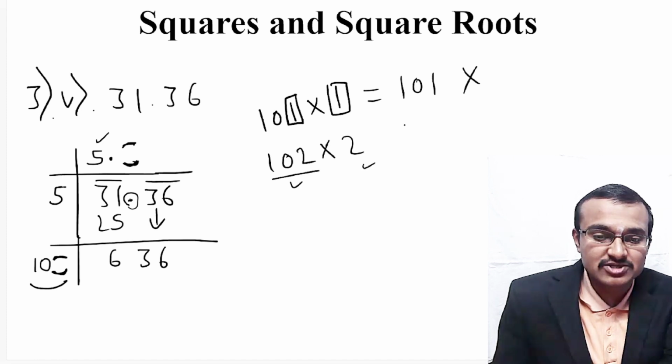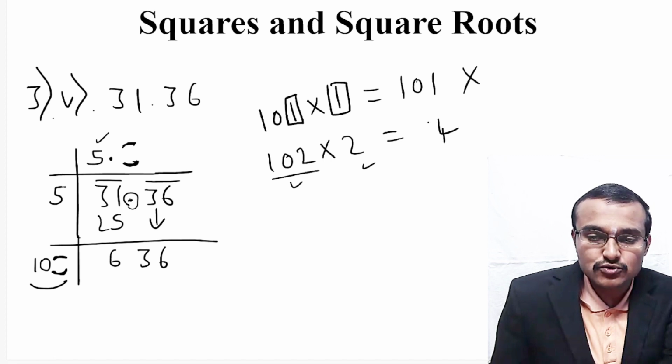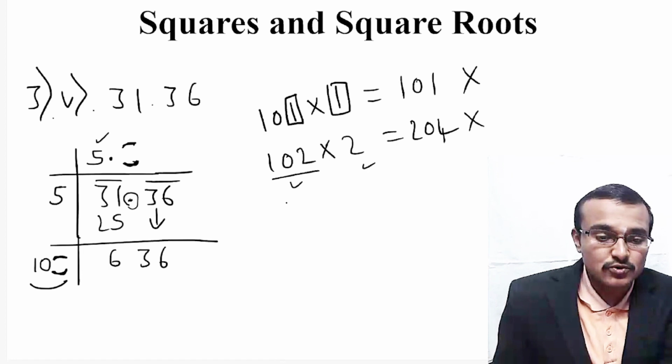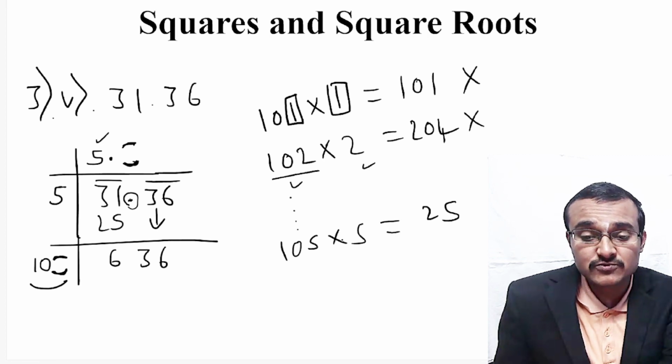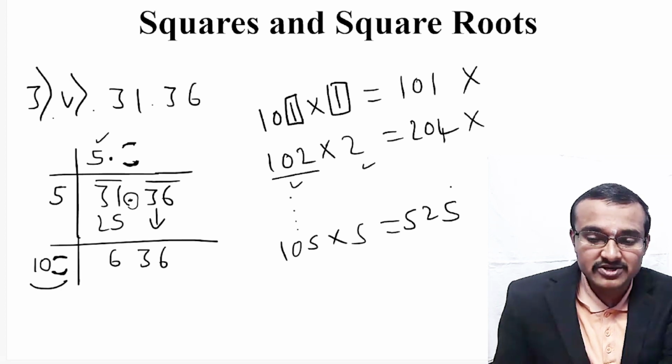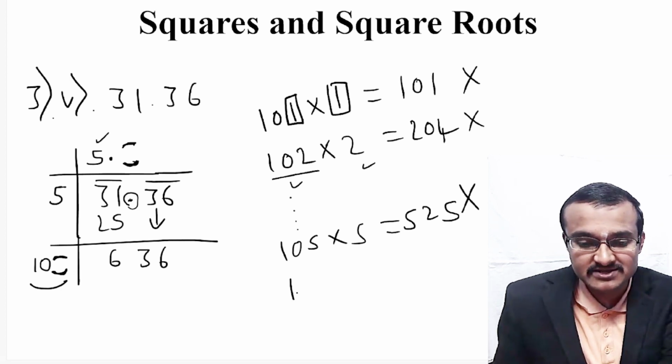So 102 into 2 will be 2 2s are 4, 2 zeros are 0, 2 1s are 2, 204. This is also not equal to 636. So like this, if you go on doing, if you put 105, so 105 into 5 will be 5 5s are 25, 2 carry, 5 zeros are 0 plus 2 will be 2. So 5 1s are 5. So you are getting 525. That is also not equal to 636.